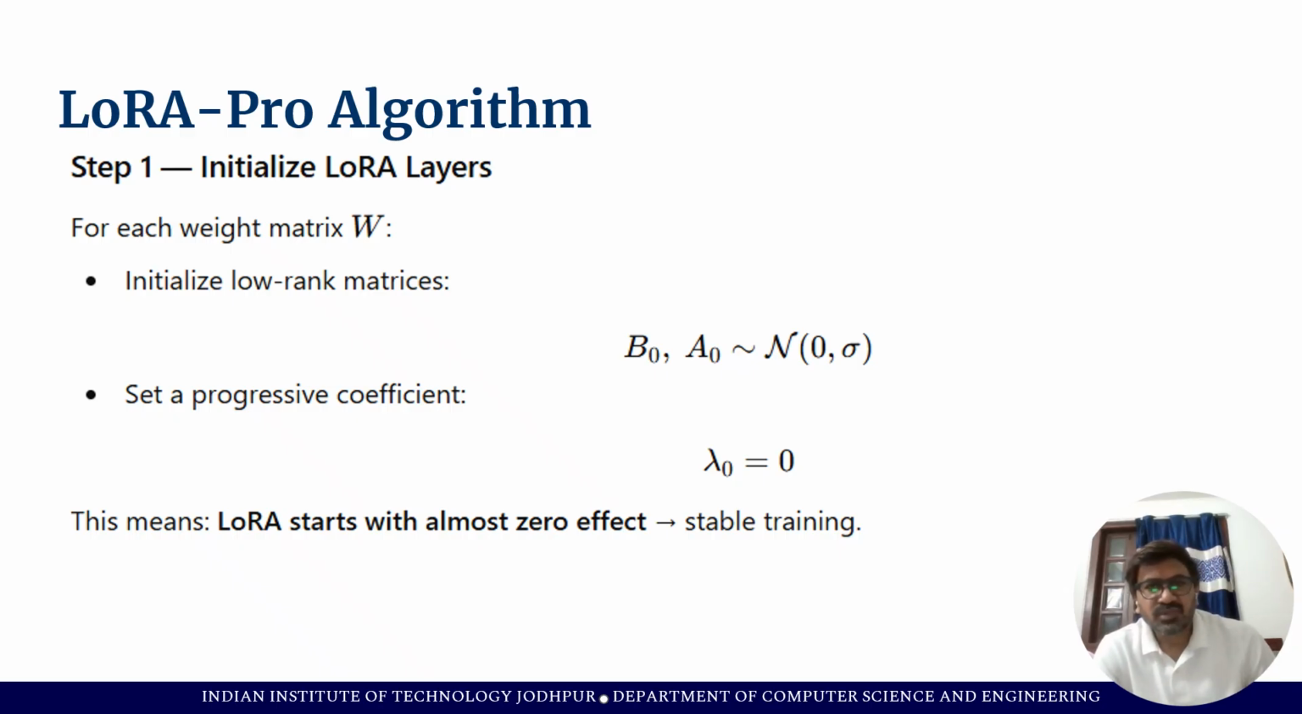The algorithm begins with step one, initialization. Like standard LoRA, it initializes the low-rank matrices A and B from a normal distribution, but it adds a crucial new variable, a progressive coefficient, which they call lambda, and it's initialized to zero. The lambda zero is key. It means that at the very beginning of the training, the LoRA adapter has almost zero effect. This prevents the large unstable gradient spikes that often happen in the first few steps of standard LoRA and ensures that the training process starts smoothly.